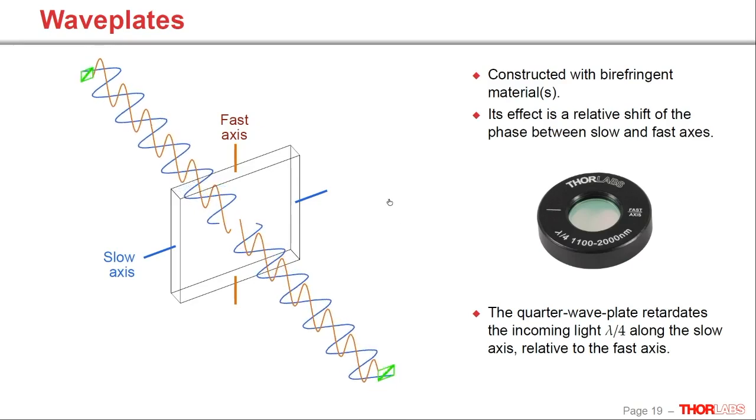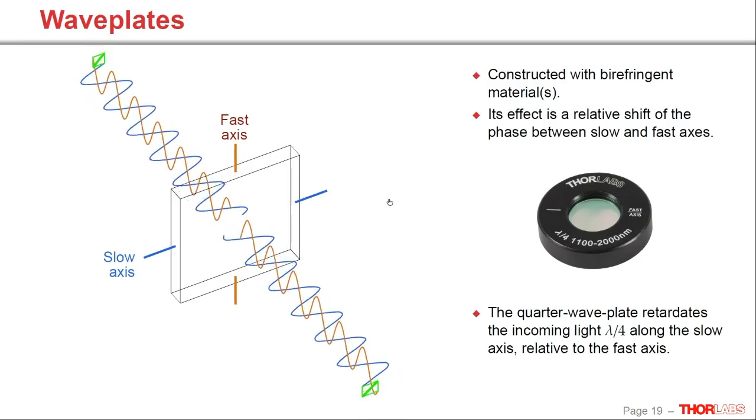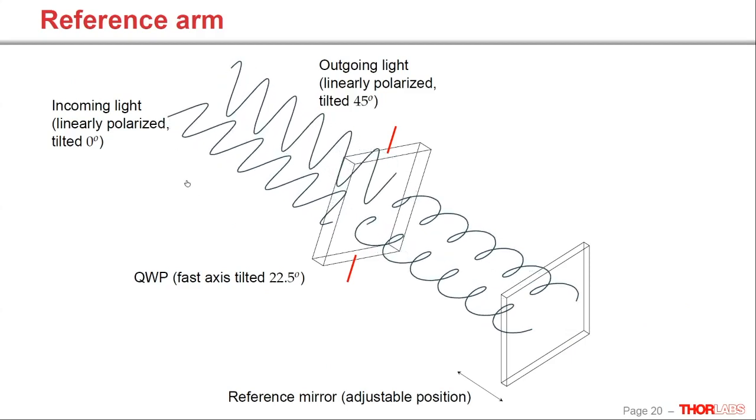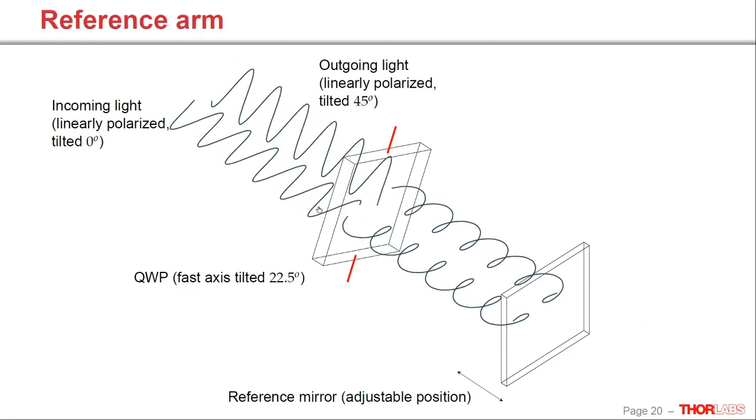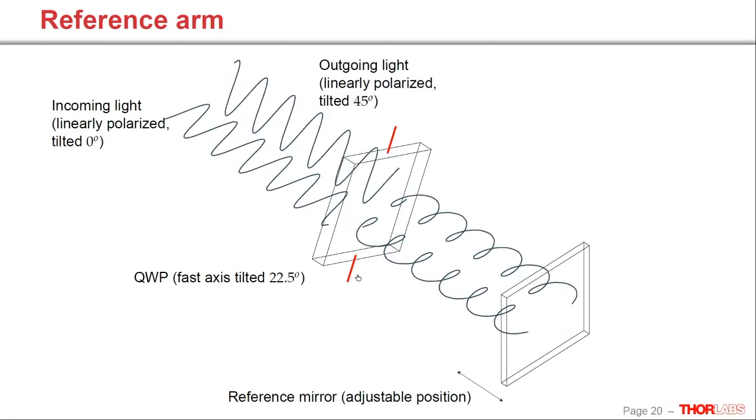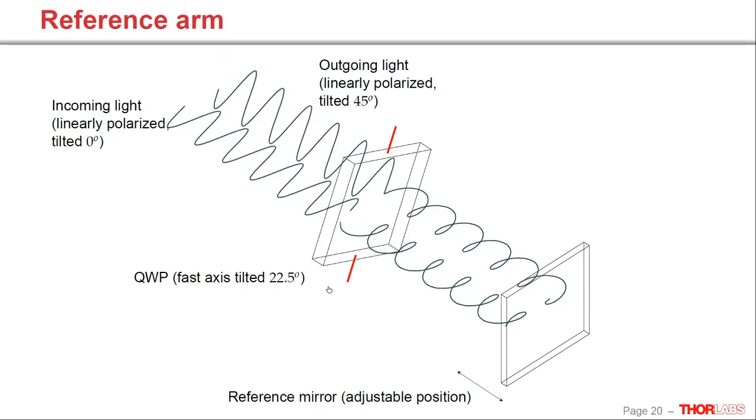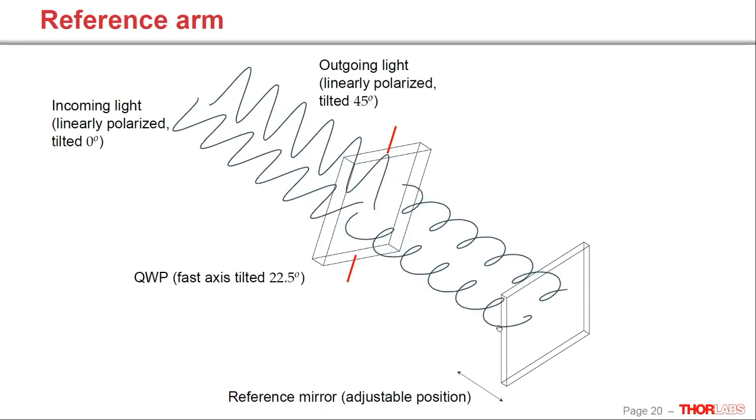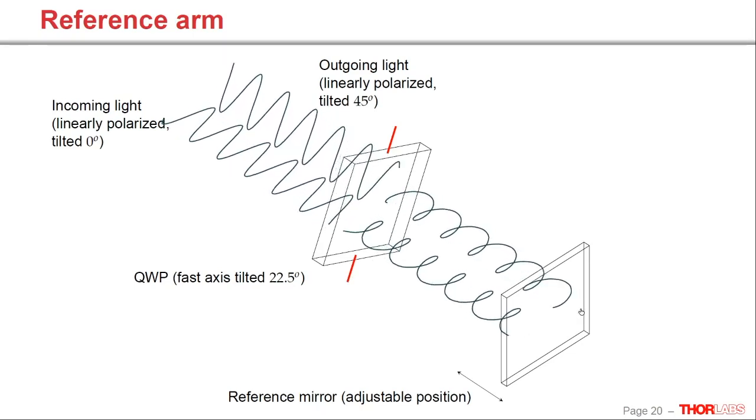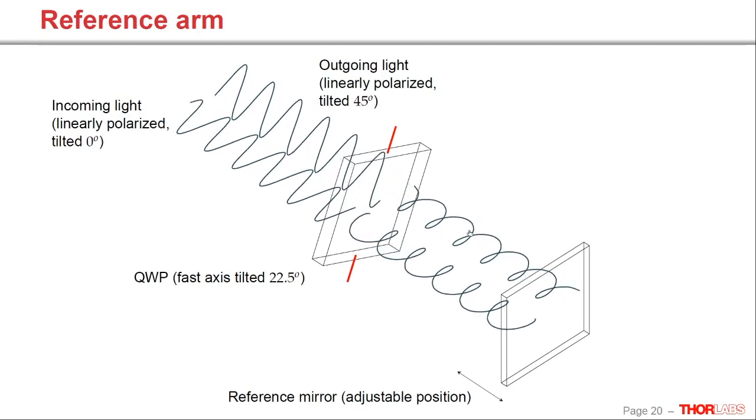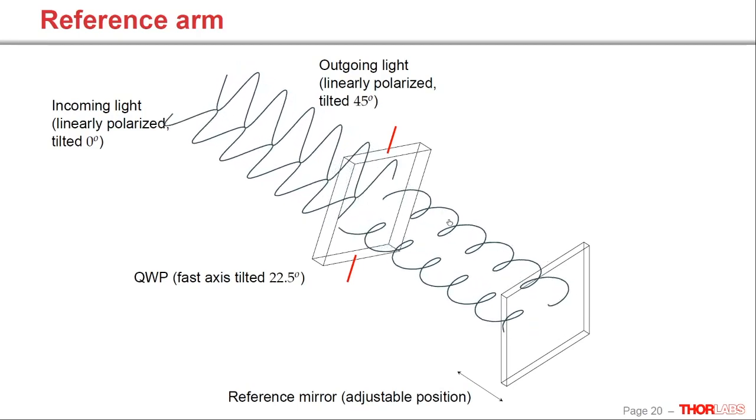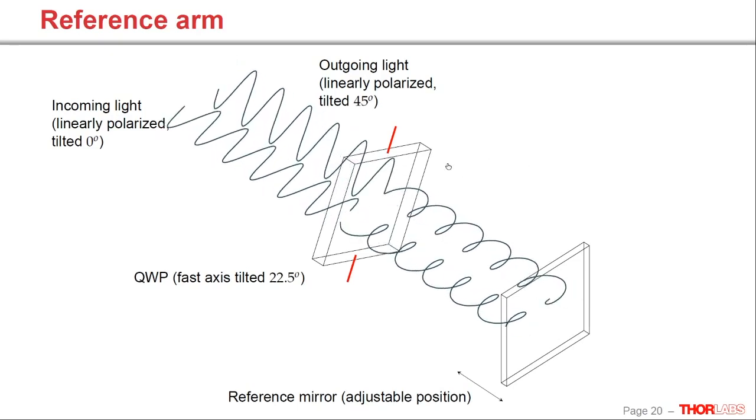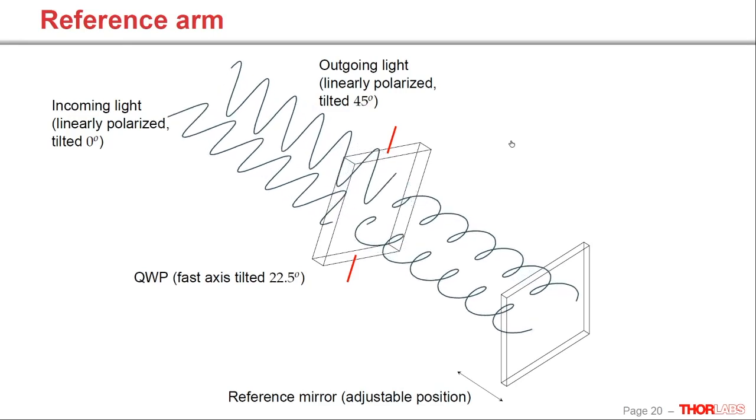And this is the trick that we need to build the equipment. We begin by making the reference arm. In that case, we will use parallel incident polarization. It will hit a quarter wave plate tilted at 22.5 degrees. Then the outcome will be elliptically polarized light, which will be reflected as elliptically polarized light, but in the other direction, and will pass once again through exactly the same quarter wave plate, and it will emerge as linearly polarized light, but at 45 degrees.